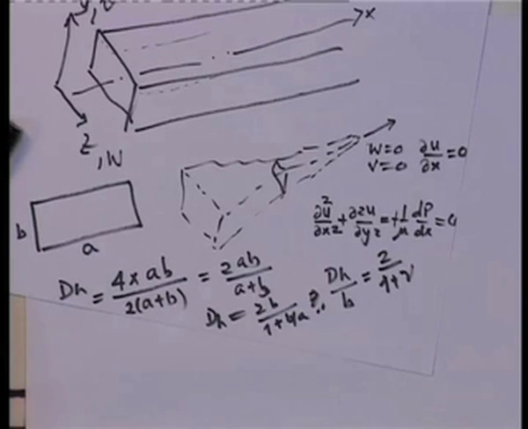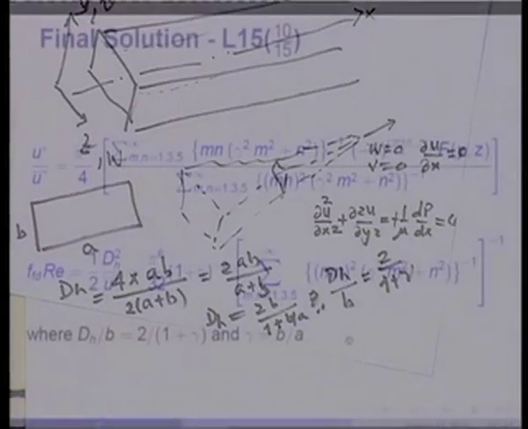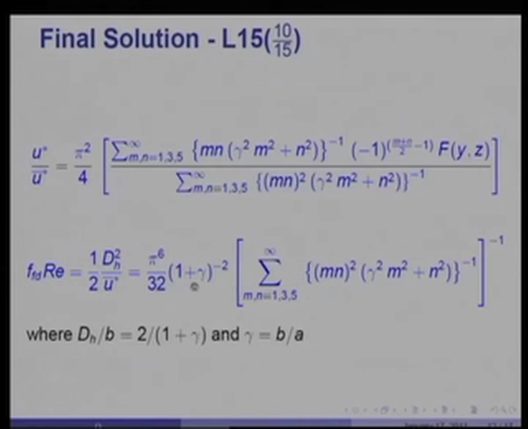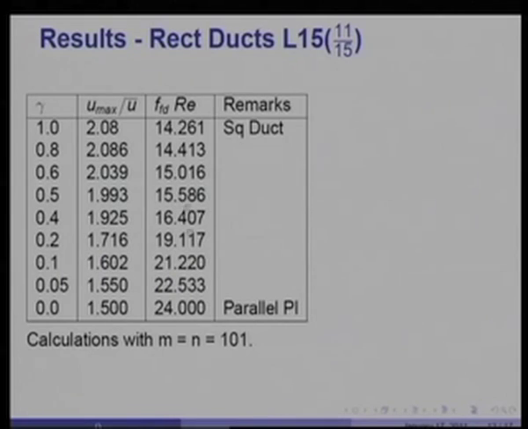That is what I have shown here: D_H by b is 2 divided by 1 plus gamma, where gamma is b by a, the aspect ratio. If we evaluate friction factor and Reynolds number by substituting different values of gamma, we obtain the results shown here. When gamma is exactly equal to 1, both the shorter and longer sides are equal, and we get a square duct, in which case u max divided by u bar is 2.08, and the fully developed friction factor times Reynolds number is 14.26.